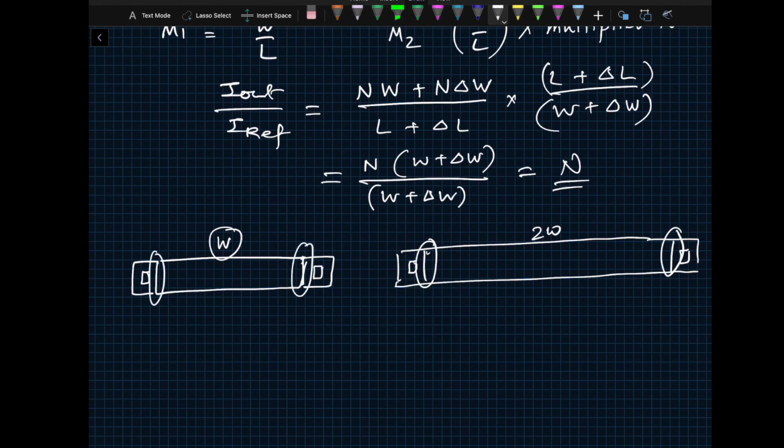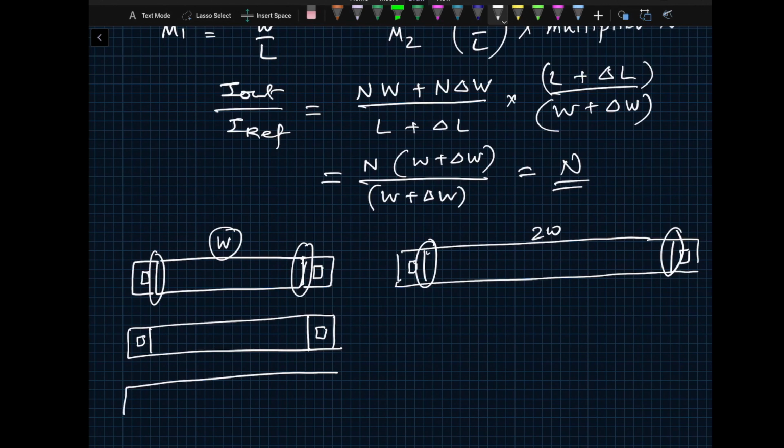Okay, so a better solution would be to have 2 units of the resistors which look exactly the same way, so that any kind of contact resistance or edge effects, they also get multiplied. I think you get the hang of it.